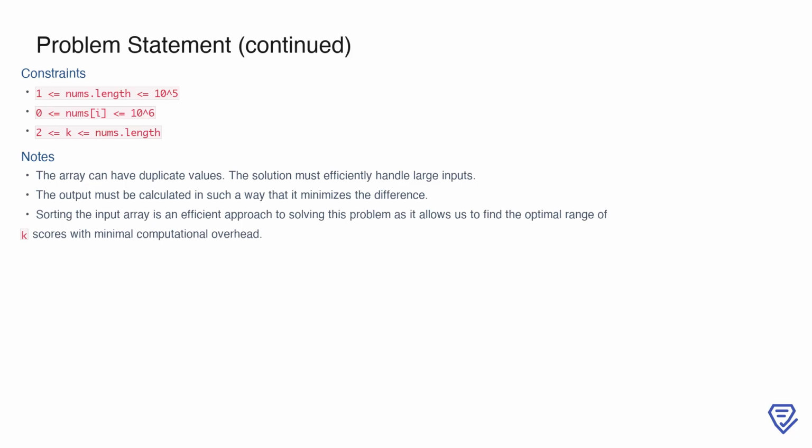The array nums can have a length between 1 and 100,000, and each score in the array falls within the range of 0 to 1 million. The value of k is always at least 2 and at most equal to the length of the array. It's also important to note that the array may contain duplicate values. Given the large size of the input, the solution needs to be efficient. One effective approach to solving this problem involves sorting the input array. Sorting helps us quickly identify the optimal range of k scores with the smallest difference, significantly reducing computational overhead and making the solution scalable for large inputs.